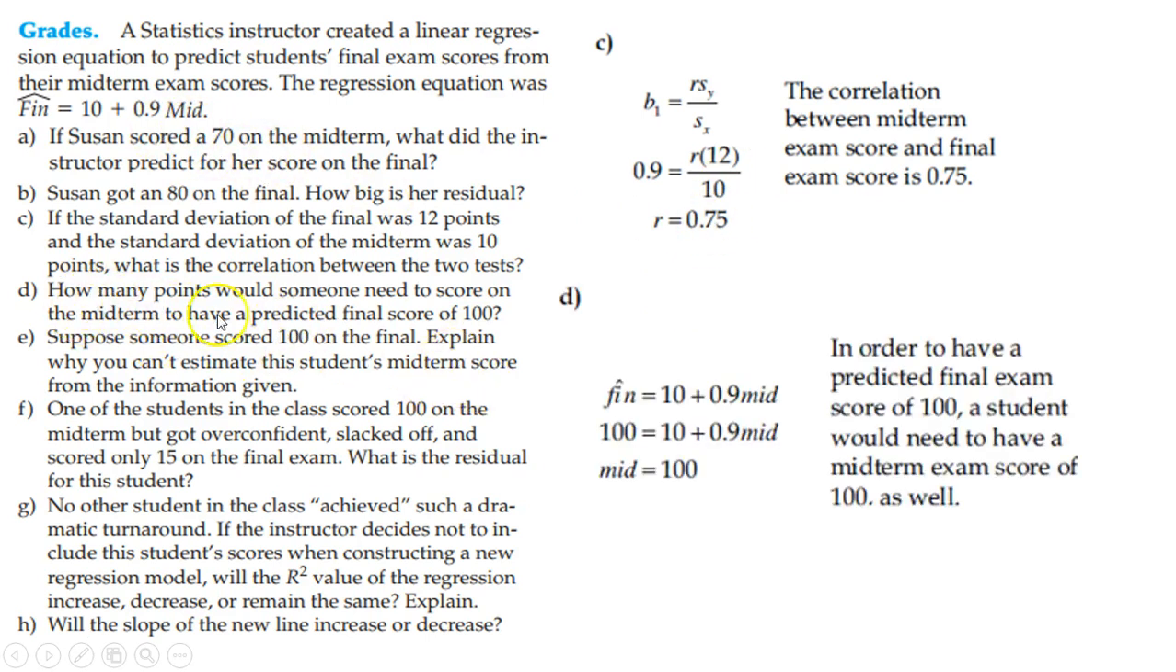And then part D says, how many points would someone need to score on the midterm to have a predicted final score of 100? If I want it to be 100, put that there, minus the 10, divide. So they would need to also score 100. It says in order to have a predicted final exam score of 100, a student would need to have a midterm exam score of 100 as well.